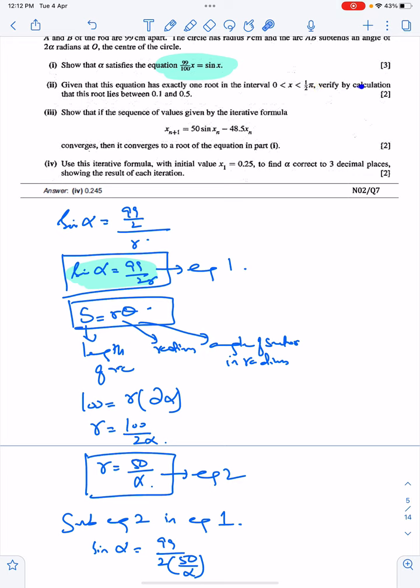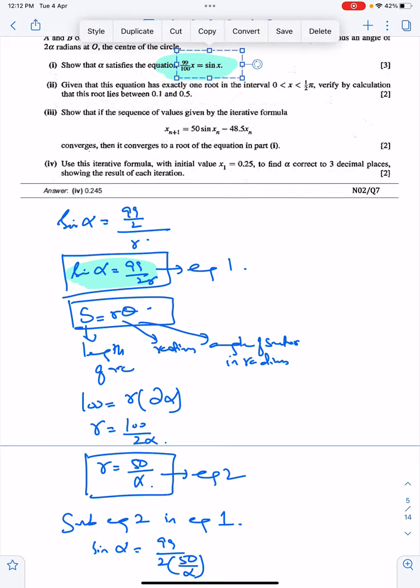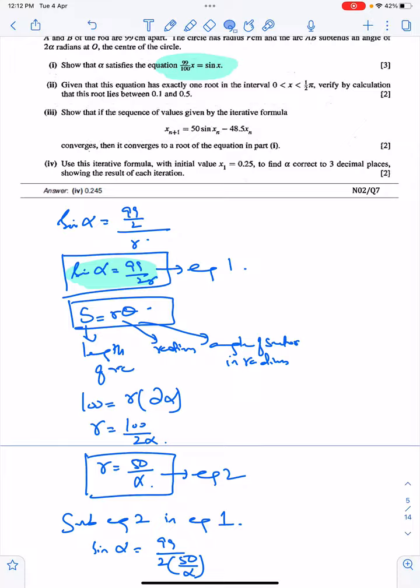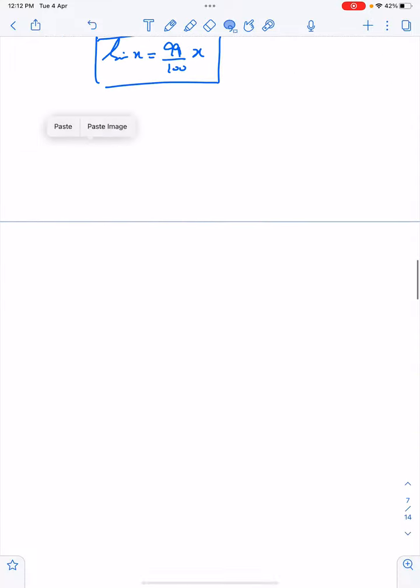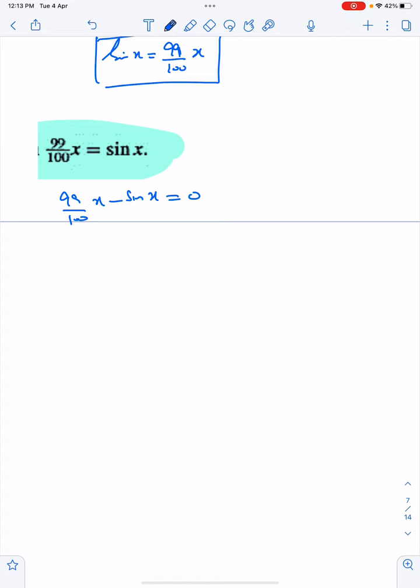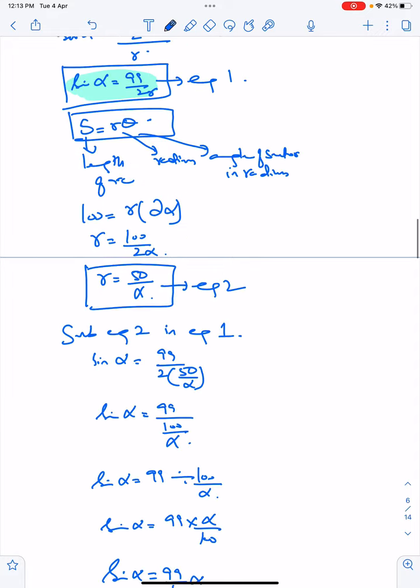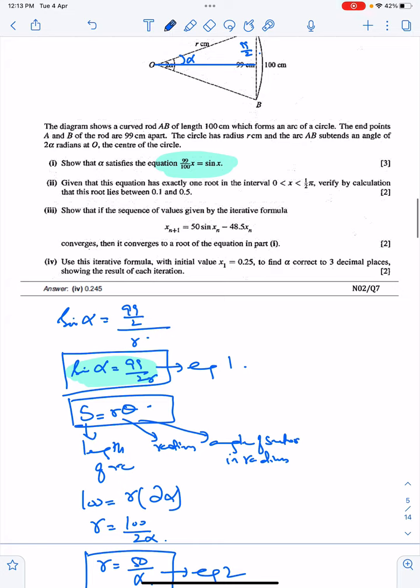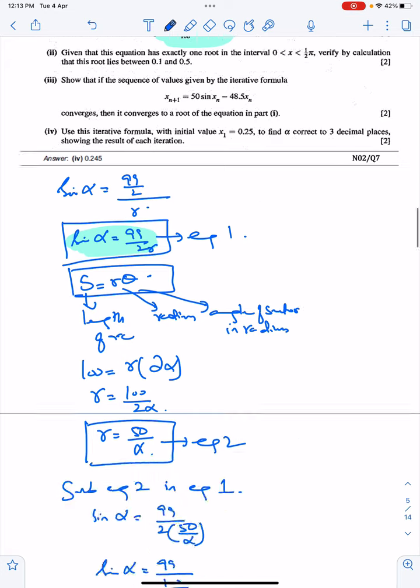Now they're saying, given that this equation has exactly one root in the interval 0 to half pi, verify by calculation that this root lies between 0.1 and 0.5. Now we're going to take the same formula. If you have to prove that the root lies between any two numbers, what you're supposed to do is bring all the terms to one side and make 0 on the other side. So I can write 99 upon 100 x minus sin x equals 0. In place of 0, you can write y: 99 upon 100 x minus sine of x. This is the formula. Now you have to plug in the two values which they have given you. The first value is 0.1 and the second value is 0.5.